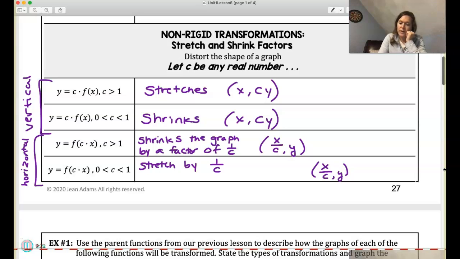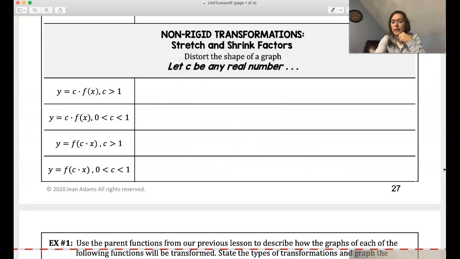Okay, so there are our non-rigid transformations, which are your stretches and your shrinks. When we stretch or shrink vertically, it's going to be going up. Horizontal kind of compresses it down. Sometimes I think about it as a compression. So now, can we use all of these different types of transformations in context with parent graphs?